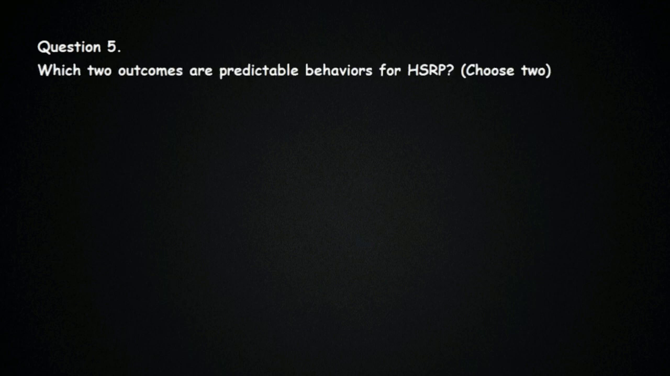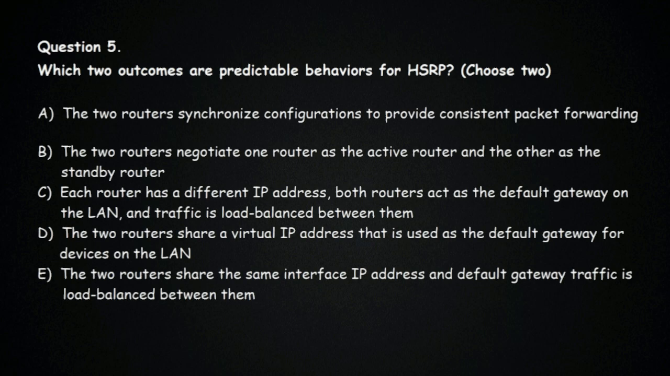Question 5. Which 2 outcomes are predictable behaviors for HSRP? Choose 2. Options. Answers are B and D. The 2 routers negotiate one router as the active router and the other as the standby router and share a virtual IP address that is used as the default gateway for devices on the LAN.